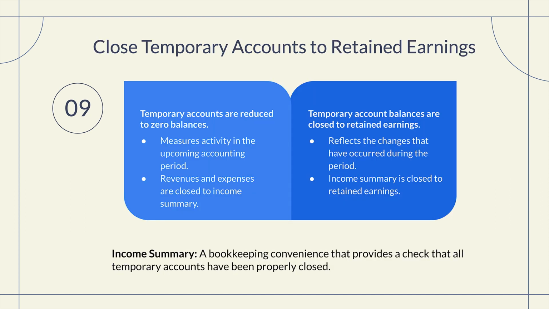The final two steps in the accounting process cycle are the closing of temporary accounts in Step 9 and the preparation of the post-closing trial balance in Step 10. The closing process serves a dual purpose. One, the temporary accounts, revenue, expenses, gains, losses, and dividends, are all reduced to zero, ready to measure the activity for the next accounting period. And two, these temporary account balances are closed or transferred to retained earnings to reflect the changes that have occurred during the accounting period. The income summary account is sometimes used as a bookkeeping convenience that provides a check that all temporary accounts have been closed. In other cases, you'll see that the accounts are closed directly to retained earnings.